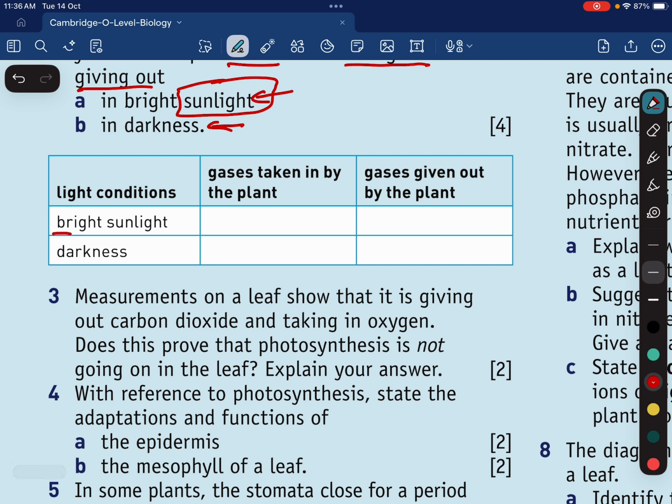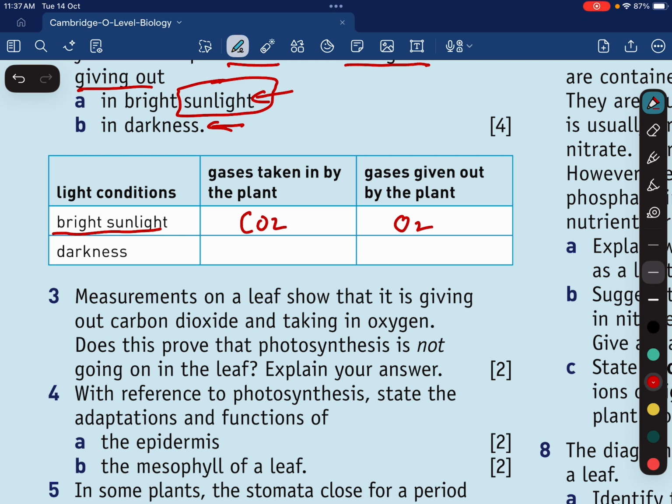See, in bright light conditions, gas is taken in by the plant. Of course, photosynthesis is going to be taking place in sunlight. So what's going to be taken in for photosynthesis? Carbon dioxide is going to be taken in. And what's going to be given out? What's going to be the product of photosynthesis? Oxygen is going to be the product of photosynthesis, right?